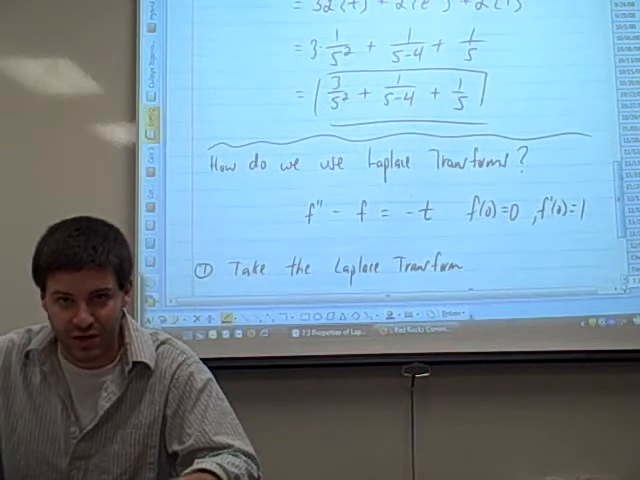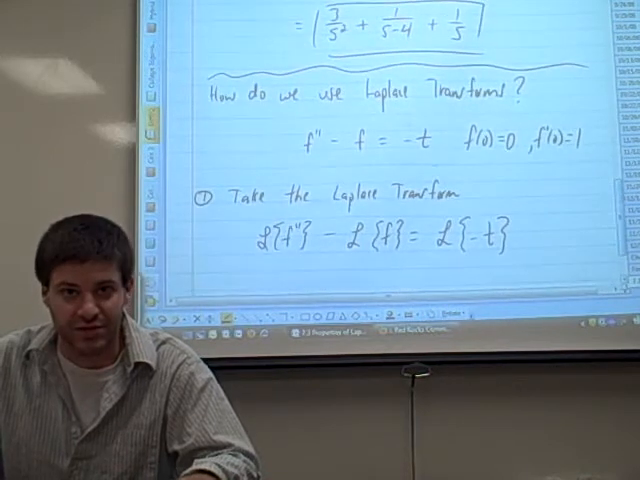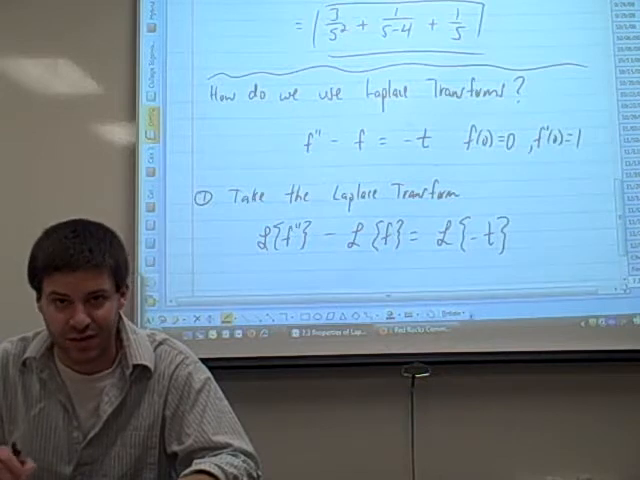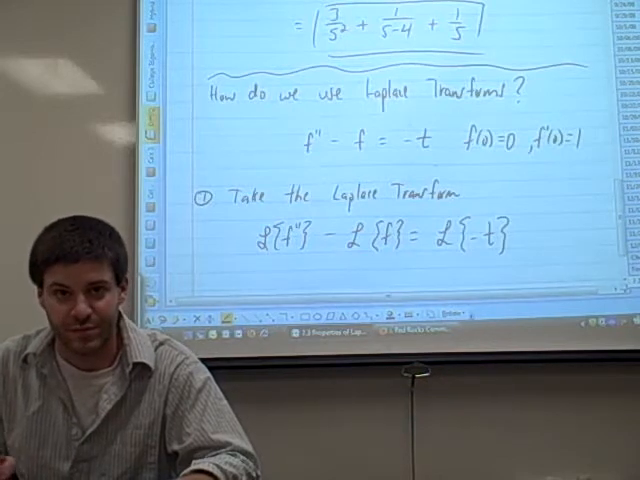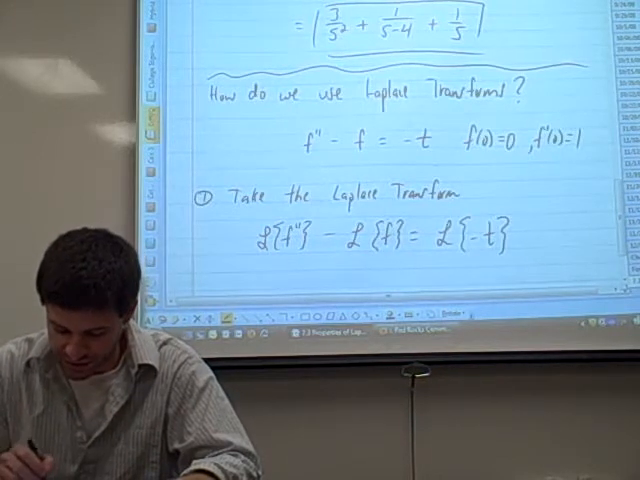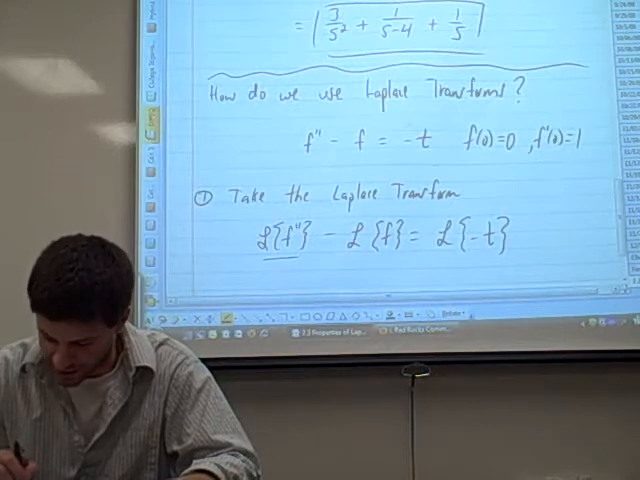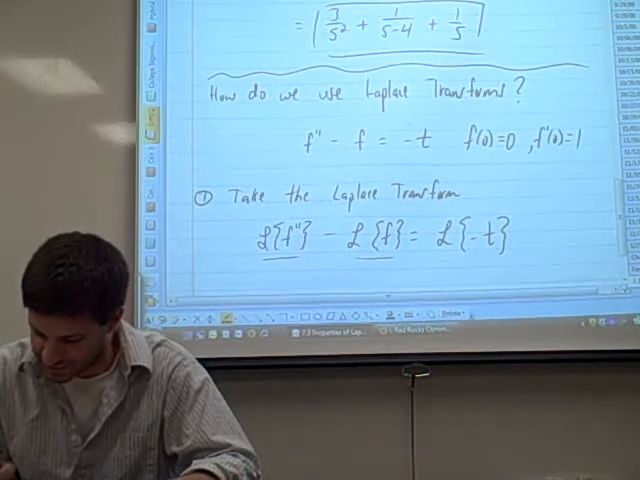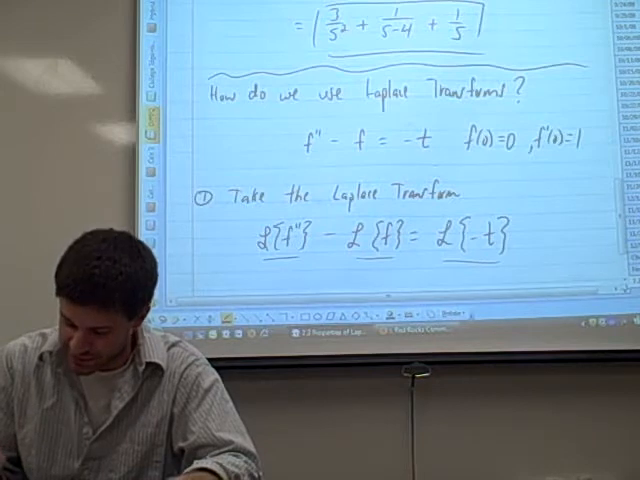Now what we're going to do to solve this differential equation using Laplace transforms is we're going to take the Laplace transform of both sides of the differential equation. So that means the Laplace transform of f double prime, the Laplace transform of f, and the Laplace transform of negative t.